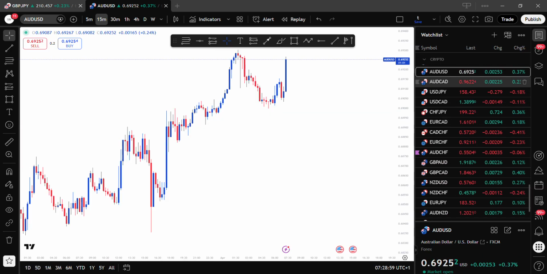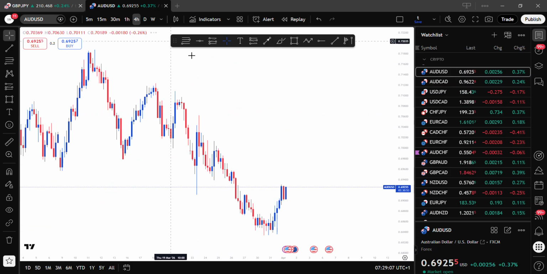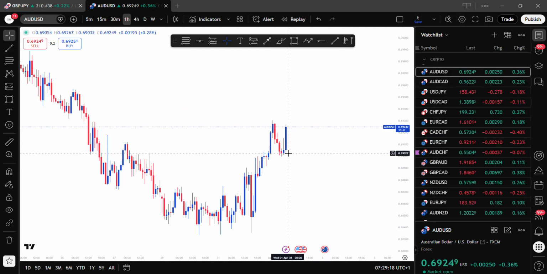AUD USD. On AUD USD, if you see the daily time frame, this market is selling. You want to sell to this point, then a buy will start happening. If you check the 4 hours time frame, more sales are happening, but there's no entry for the sell yet. Check the 1 hour, you can see more sales happening on 1 hour. 1 hour seems like a buy, but it's going to switch to a sell soon.